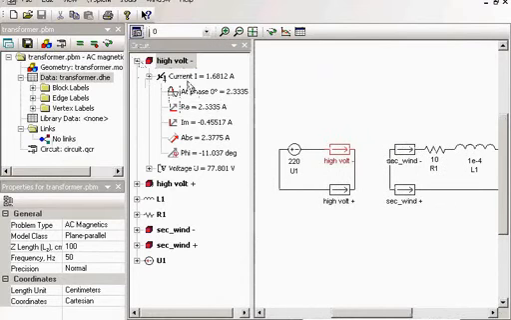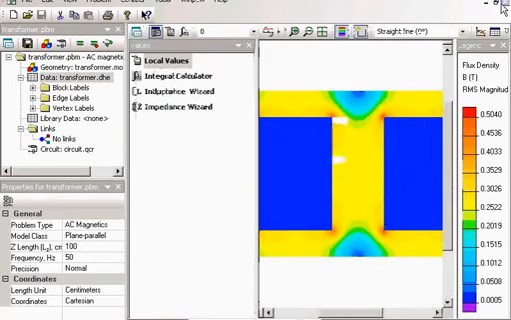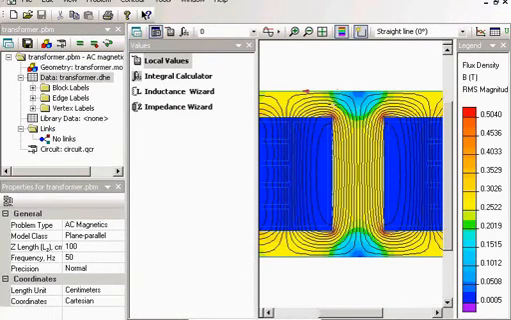So I can measure the voltage and I know the current. I can calculate the inductance and the resistance. But what is QuickField good for? With QuickField I can measure the inductance directly. I mean, I can measure the flux. The current I know, so I can measure the inductance right here in my transformer.